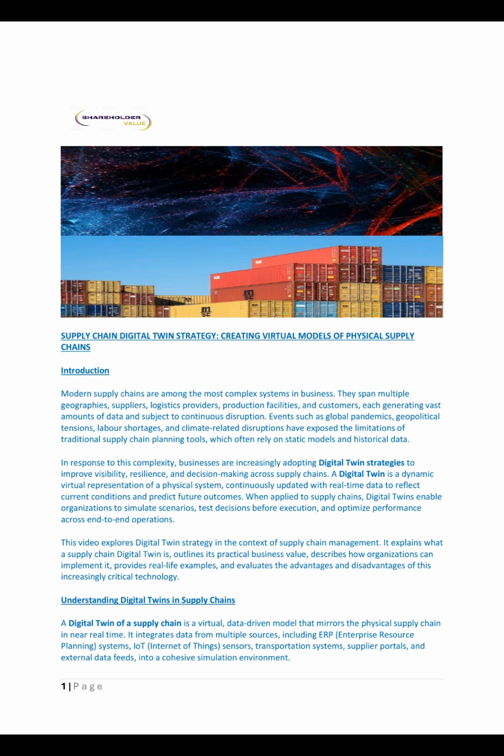Today, we're looking at supply chains, which are some of the most complex systems businesses manage. They involve many locations, suppliers, logistics, factories, and customers, all producing a huge amount of data and constantly facing interruptions like pandemics, political issues, labor shortages, and climate challenges. These disruptions have shown that traditional supply chain tools often fall short because they rely on static models and past data. To address this, more companies are turning to digital twin strategies.